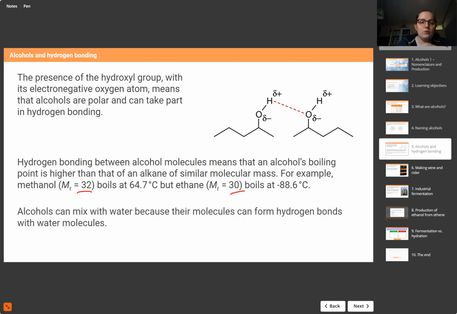Alcohols can mix with water because their molecules can form hydrogen bonds with water molecules as well. So that's really important to know. Alcohols can actually mix with water.